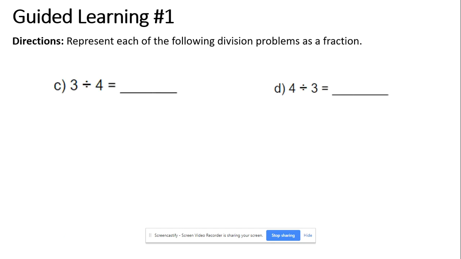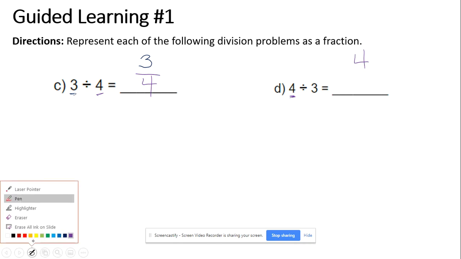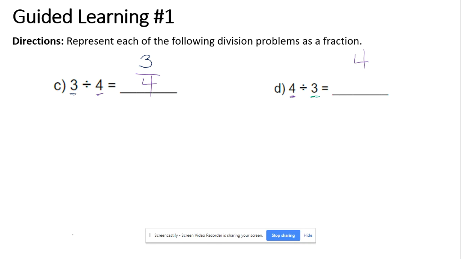So let's try using it without word problems. 3 is our dividend, so we're going to put that as the numerator. Our divisor is 4, so we're going to put 4 as our denominator. Here, 4 is our dividend, so we're going to put 4 on the top as our numerator. And 3 is our divisor, so we're going to put 3 on the bottom as our denominator.